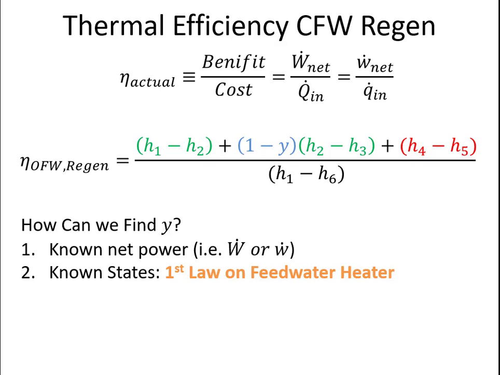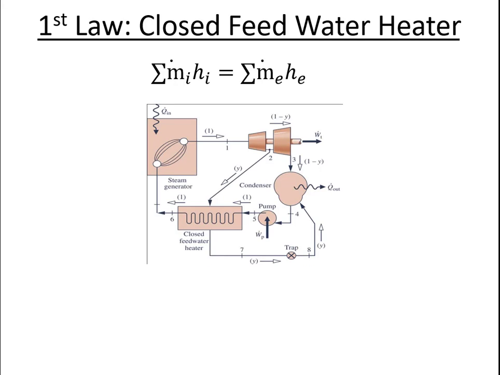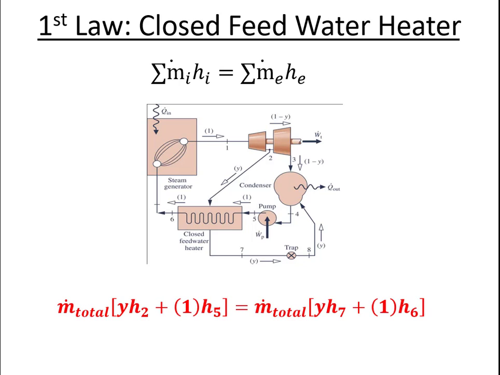So we can use the same strategies, where if we know the net power, or if we do a first law analysis on the feedwater heater. So first law analysis on the closed feedwater heater will look like this, where all the heat that's leaving the hot side of our heat exchanger is going to be m dot times Y. That Y should be outside the bracket. It should multiply by h2 minus h7.